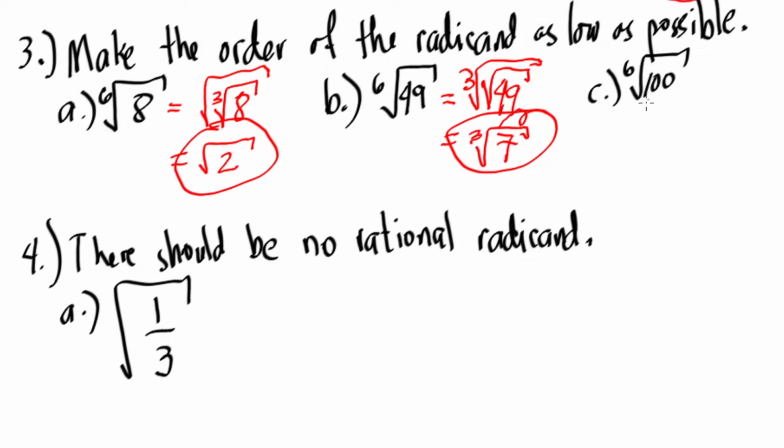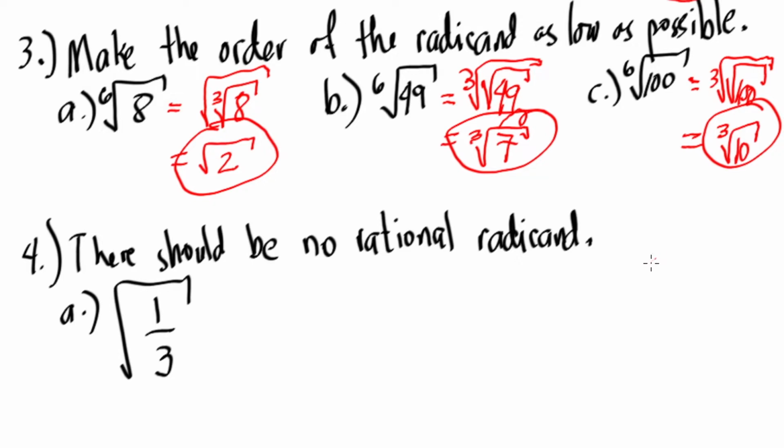And for letter C, we have the sixth root of 100. Again, 100 we know of as a perfect square. So similarly with letter B, it's going to become the square root of 100 under a cube root. So what we have is a cube root of the square root of 100. We know the square root of 100 is equal to 10. So we are left with the answer, which is the cube root of 10, which is the last step for letter C.